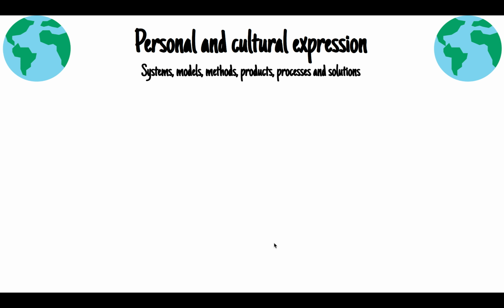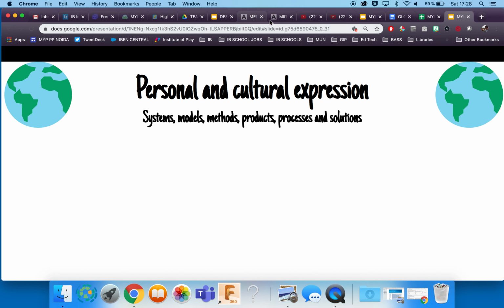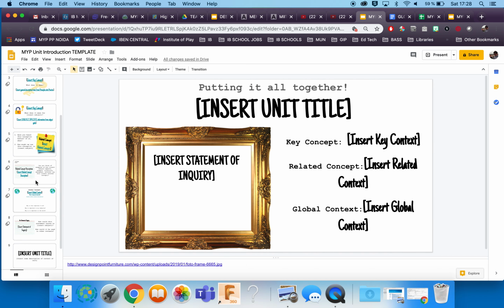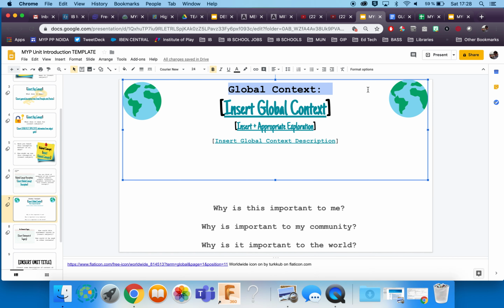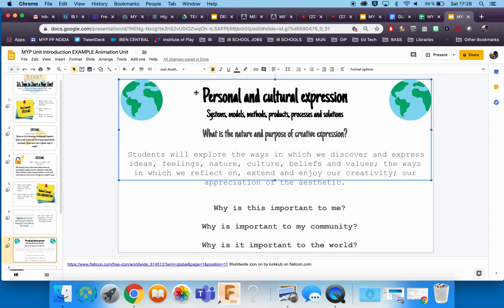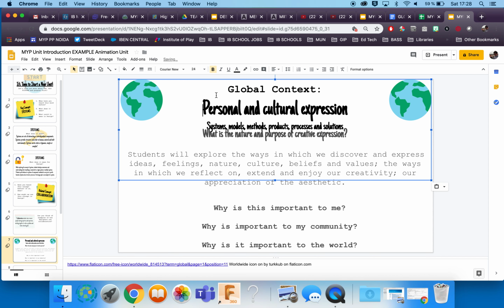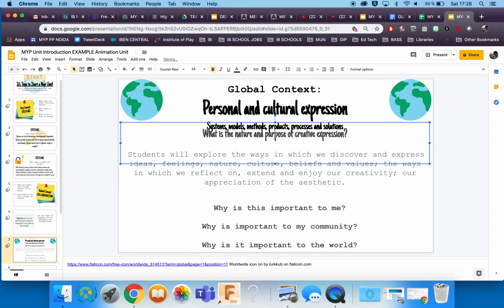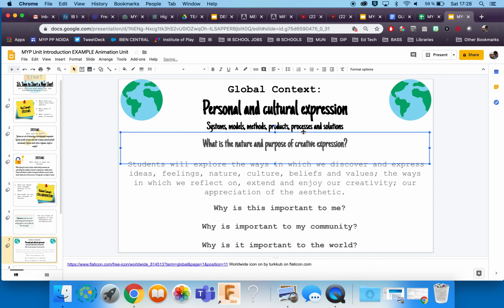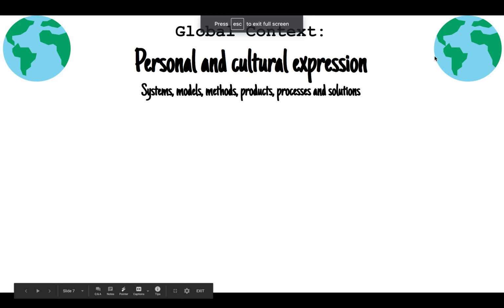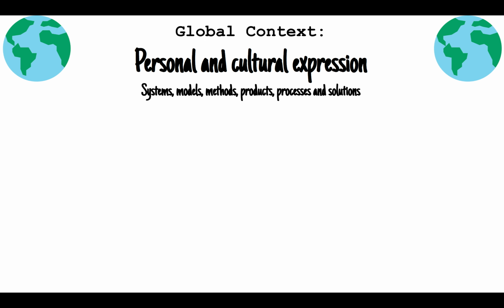Then I do global context. In fact, what I'm going to add on, and I'll do it just now as we're recording, but don't be mad at me. I already went back and added this on because I think it makes more sense if they know, okay, this is the global context. Sorry, it's ugly. Okay, global context. For this one, it's personal and cultural expression. And we're looking at systems, models, methods, products, processes, and solutions.